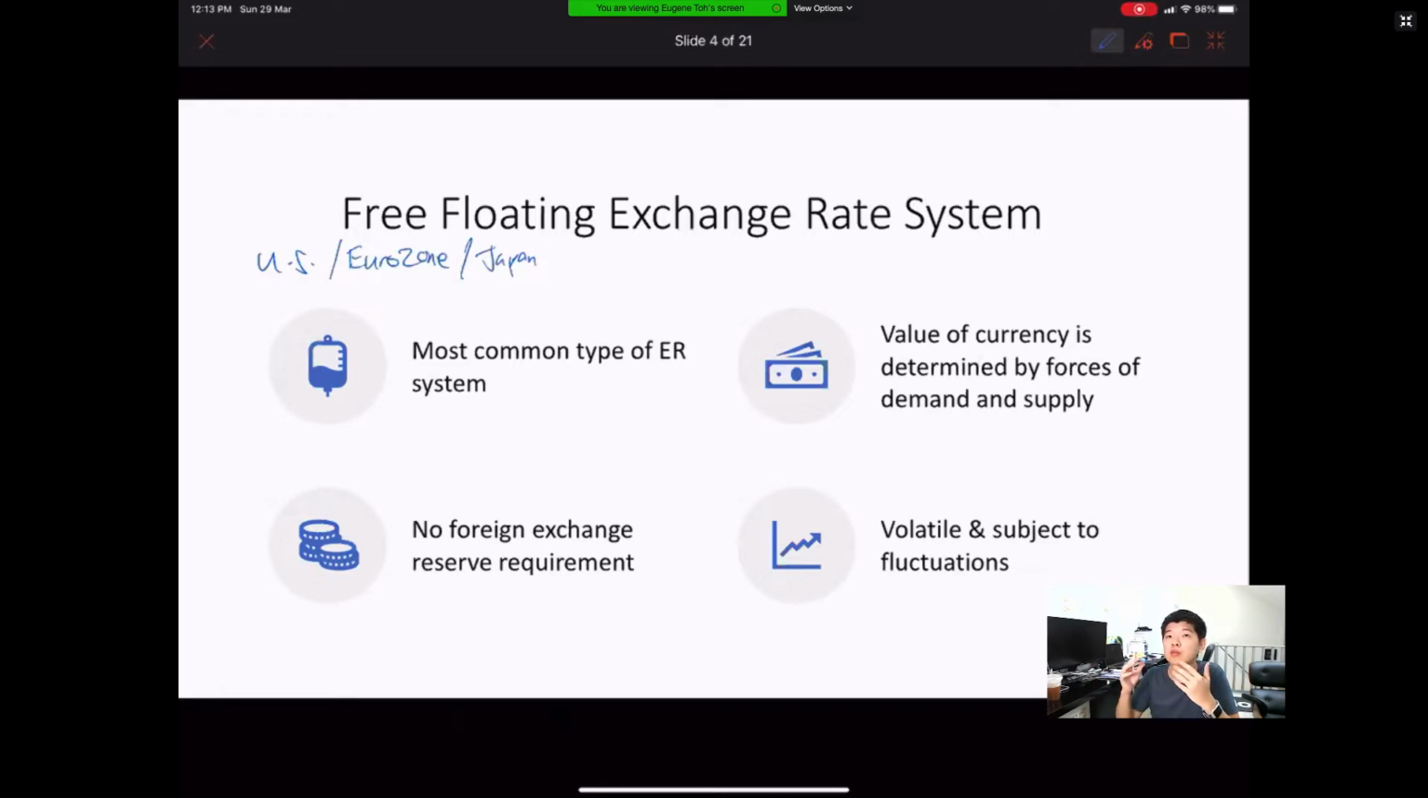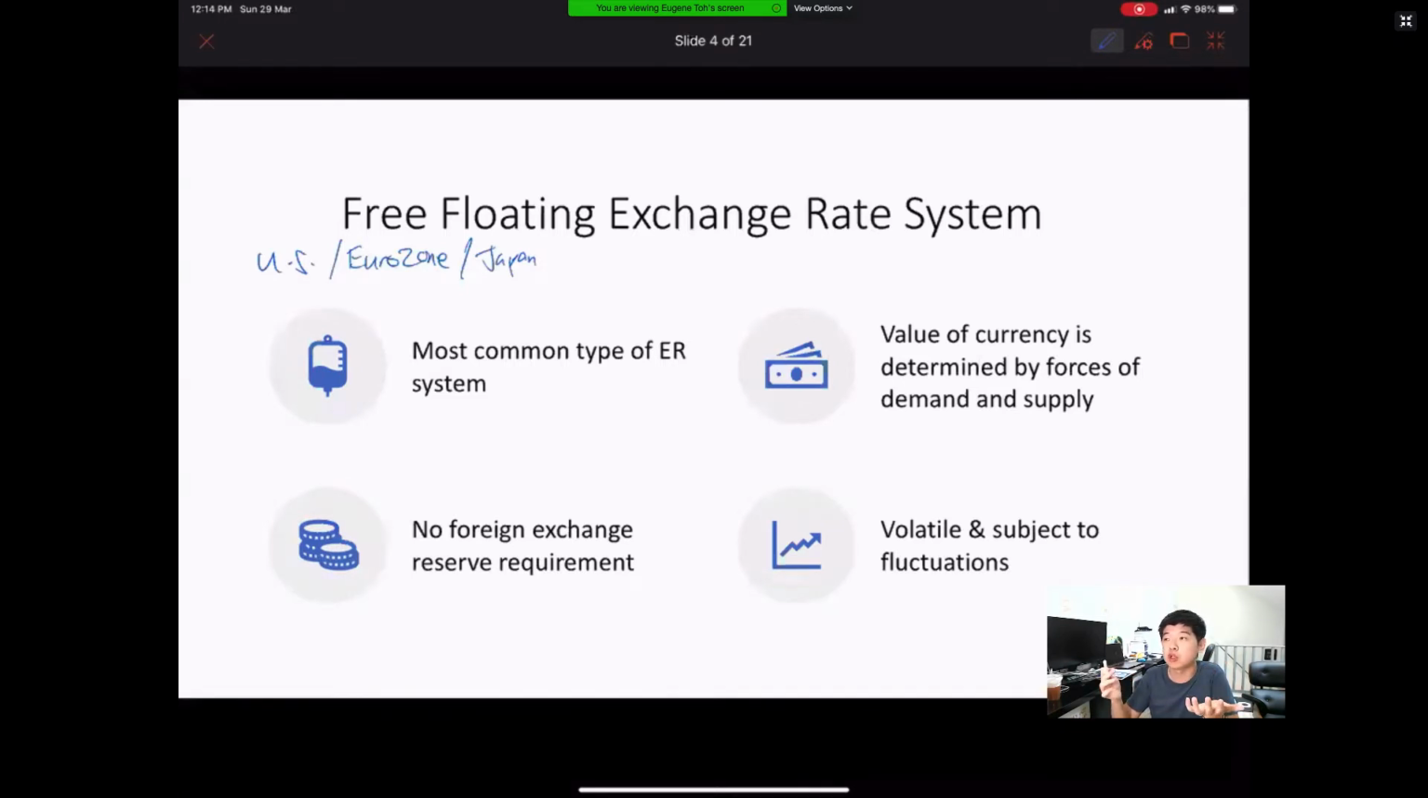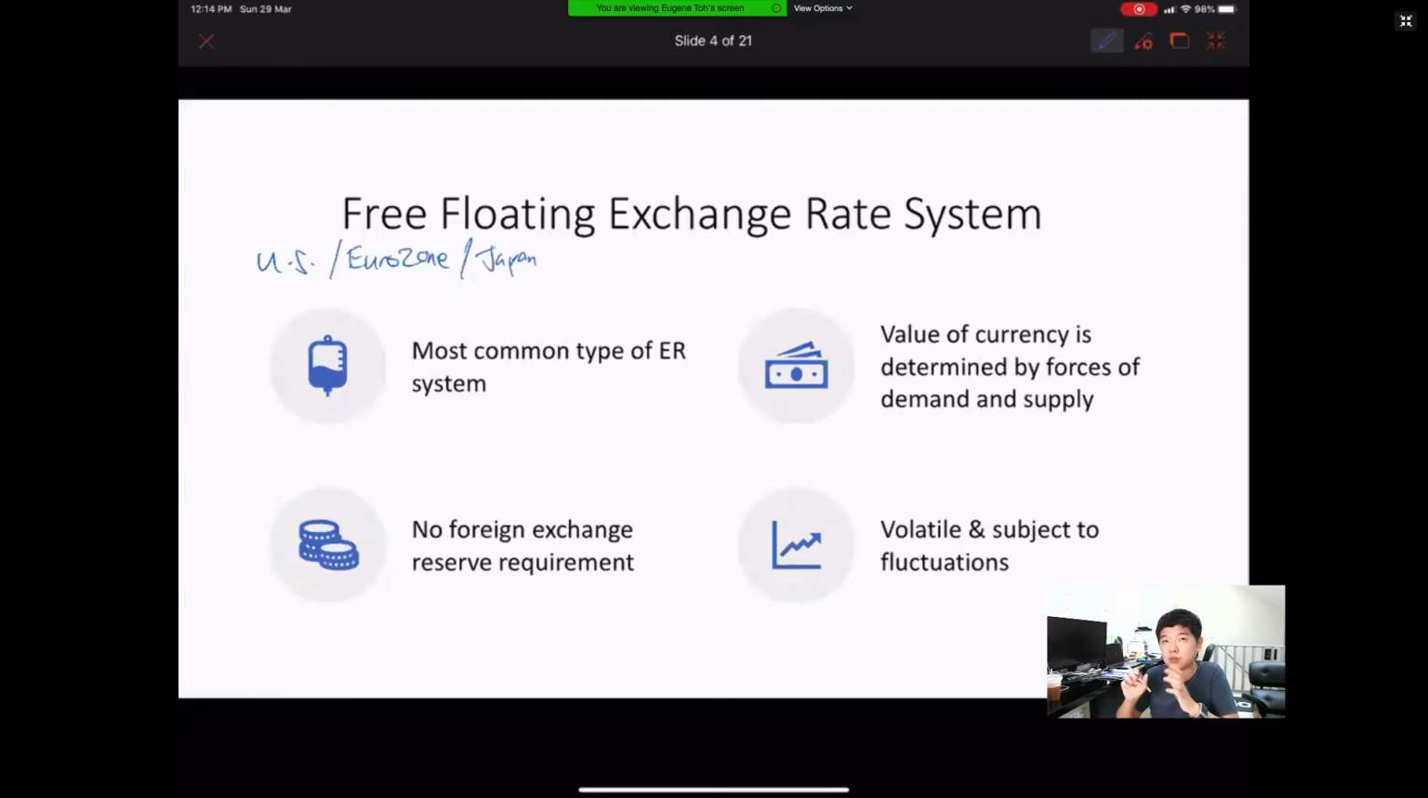Now, the problem with a free floating exchange rate system is that it is very volatile. Your prices can go up significantly in a day, they can go down significantly in a day. They are subject to significant fluctuations. And the only good thing about a free floating exchange rate system is that it doesn't require a foreign exchange reserve requirement.